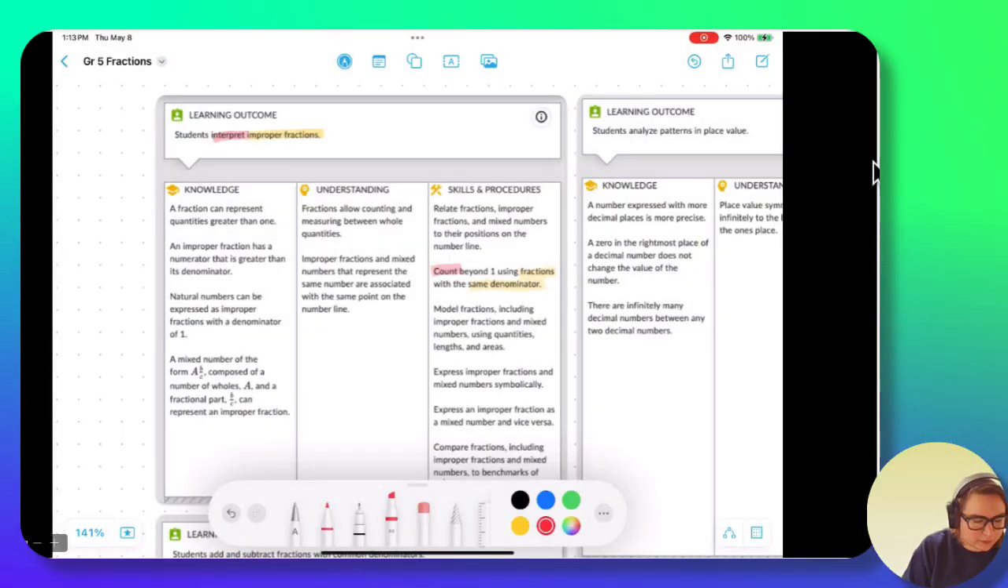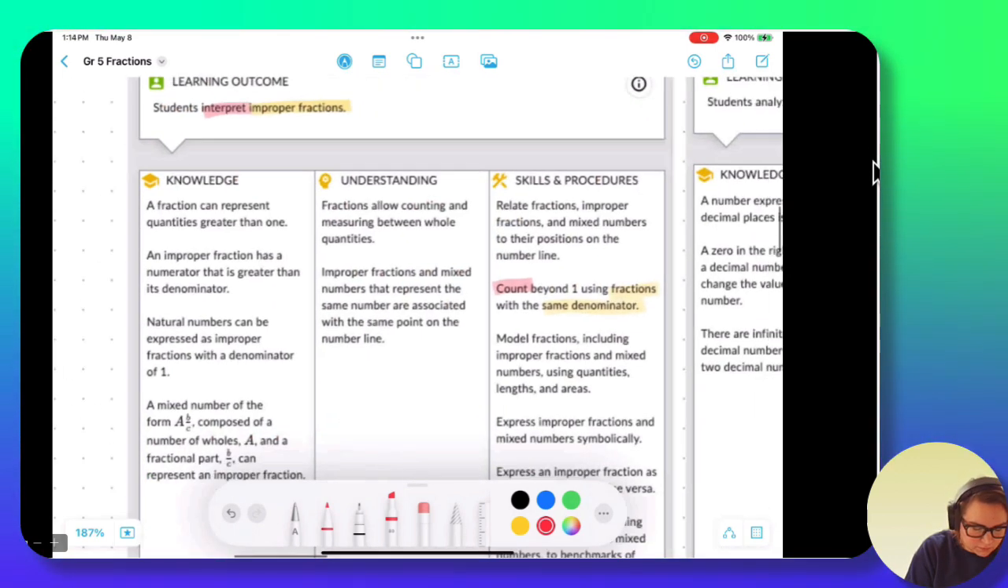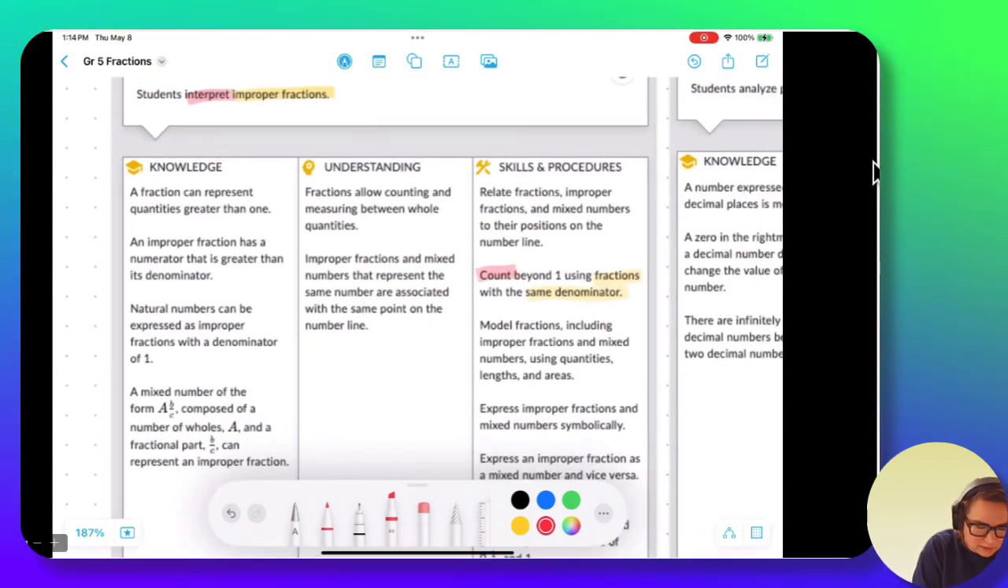In our grade 5 curriculum, we're still working in this learning outcome where students interpret improper fractions. And so where we're going to be focusing here is this first skill and procedure on relating fractions, so improper and mixed numbers, to their position on a number line. We established a little bit of that in the last lesson. We're going to continue to build on that.